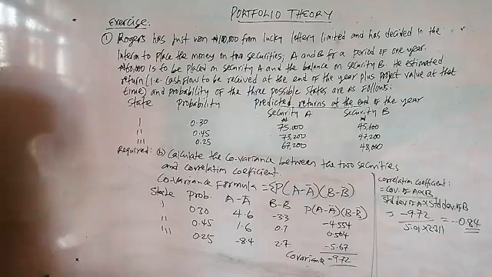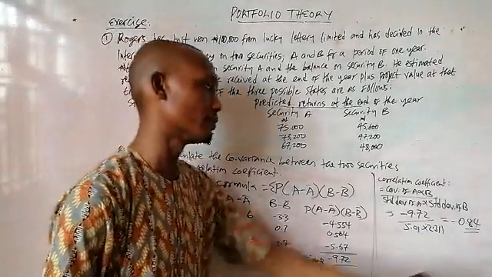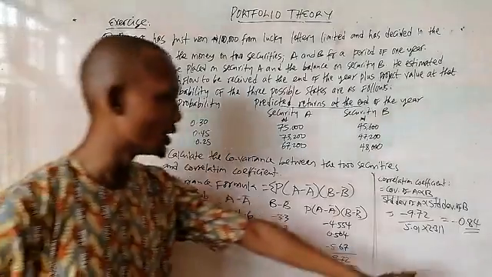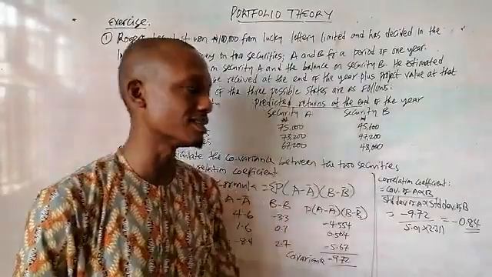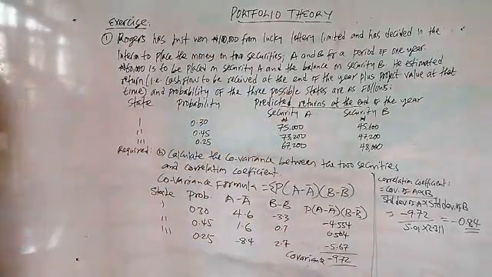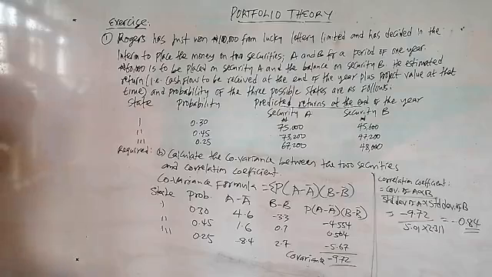So correlation coefficient tends to measure the degree of risk that is in a portfolio. So we can see now that the risk is not even up to 1 in this case. The correlation coefficient is not up to 1, meaning that the risk of the two securities in the portfolio is not up to 1, which is a very good portfolio. So that is how to calculate the covariance and correlation coefficient of two securities.